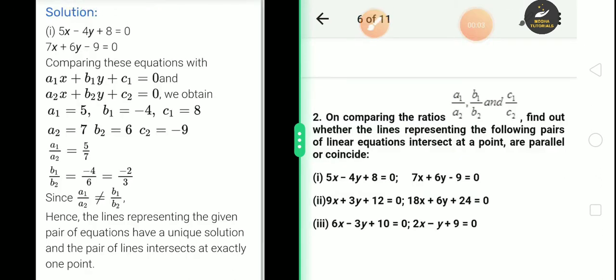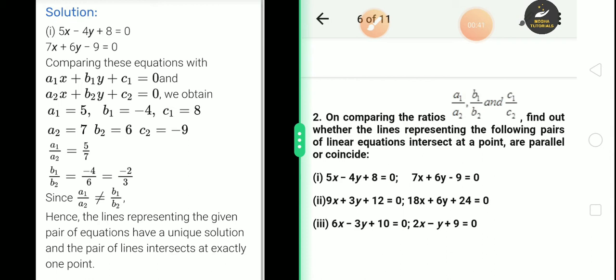Question 2. On comparing the ratios a1 upon a2, b1 upon b2 and c1 upon c2, find out whether the lines representing the following pair of linear equations intersect at a point, are parallel or coincide. So we know that when a1 upon a2 is not equal to b1 upon b2, lines are intersecting. When a1 upon a2 is equal to b1 upon b2 is equal to c1 upon c2, then coincident lines. And when a1 upon a2 is equal to b1 upon b2 but not equal to c1 upon c2, then lines are parallel. Okay, so let's start with the questions.